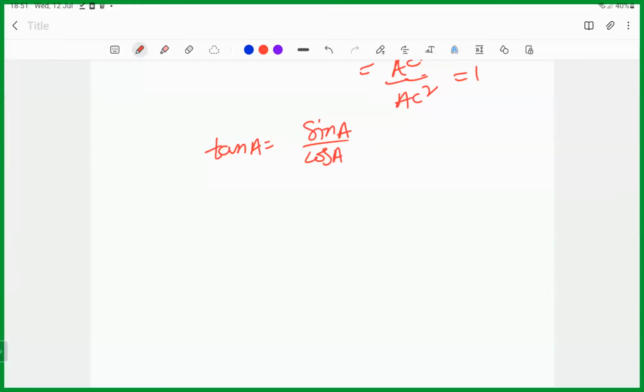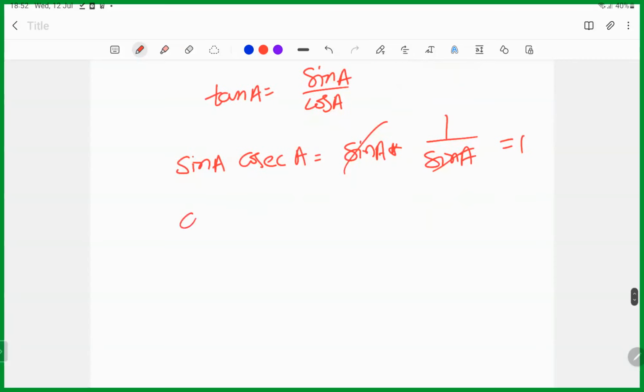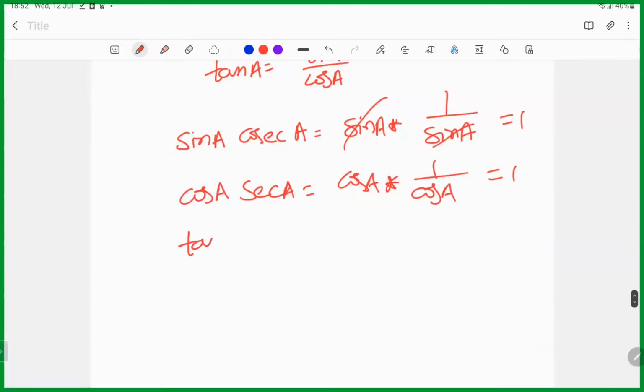So we know that cot A equal to 1 by tan A, so cos A by sin A. So tan A into cot A equal to 1, right? Sin A into cosecant A equals sin A into 1 by sin A, equal to 1. Okay, write this down. Cos A into secant A equals cos A into 1 by cos A, equal to 1. Tan A into cot A, tan A into 1 by tan A, equal to 1.